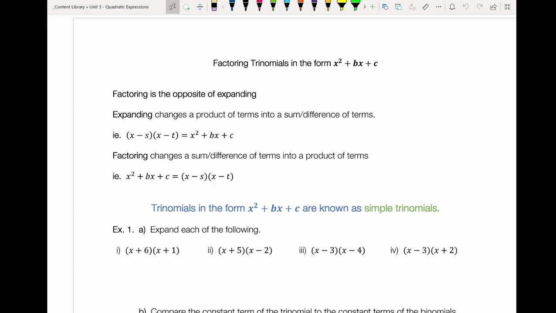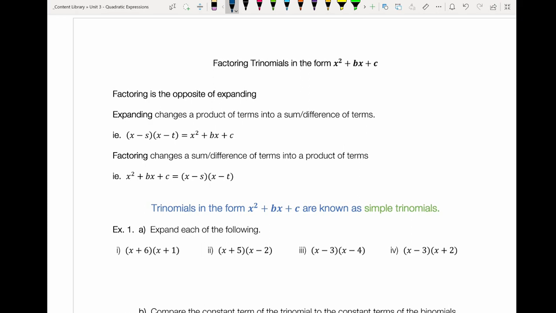Expanding changes a product of terms into a sum or difference of terms. In the first example, we have a product of two binomials, and when we expand them or multiply, we get a sum of terms. This is something we've covered before, where we've done this expansion using the FOIL method or the rainbow method.